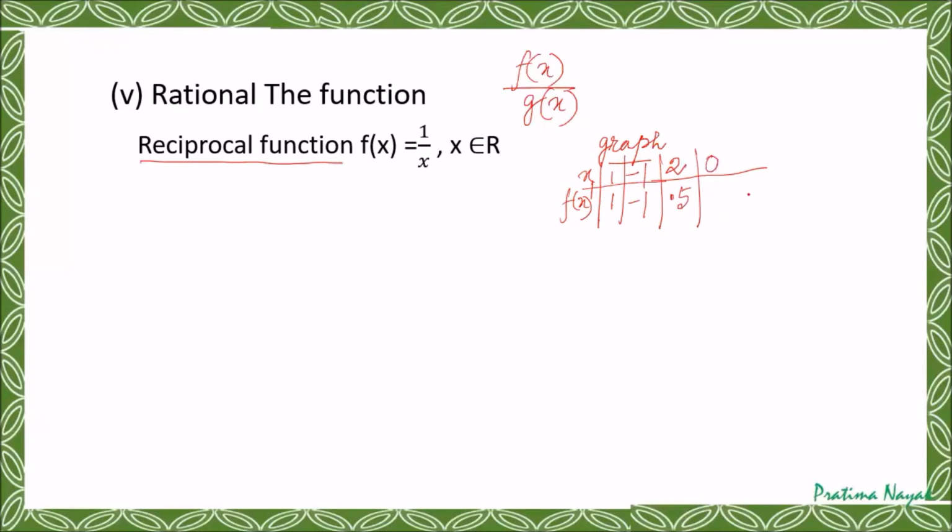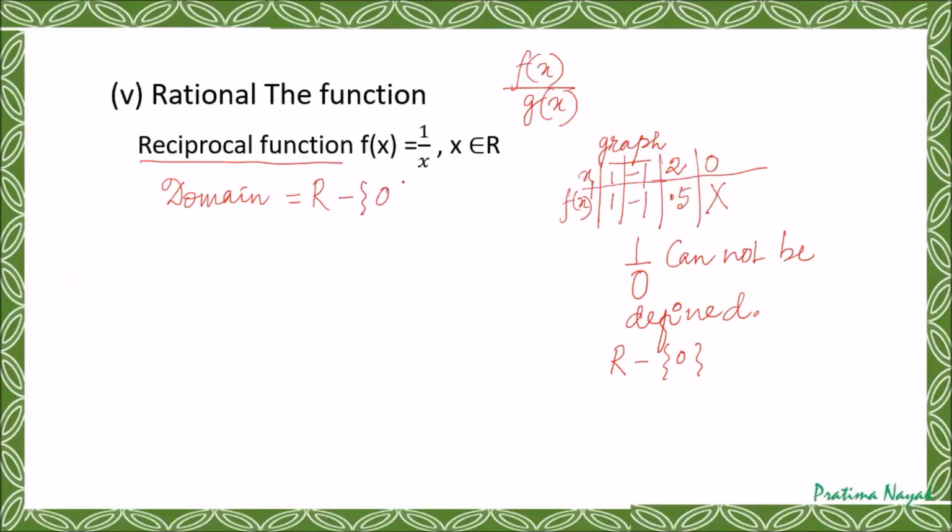But if I put 0, how much will it be? It cannot be defined. 1 by 0 cannot be defined. Is there any number for which it cannot be defined? No, only 0. So 0 cannot be in the domain. So what will be the domain of this function? All real numbers except 0. Domain is equal to all real numbers except 0.